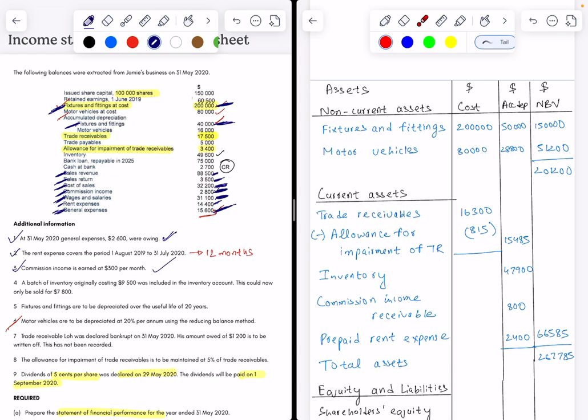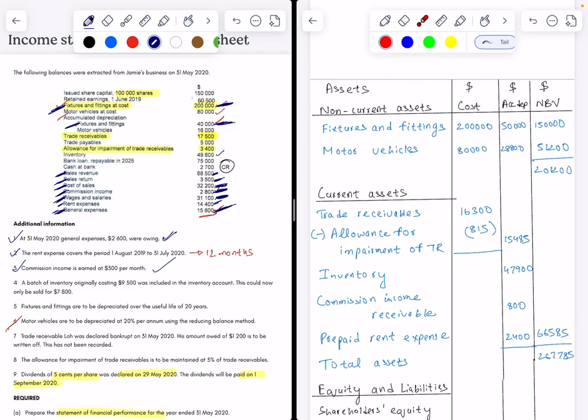Then we repeat the same thing for motor vehicles with a cost of $80,000, which we have picked from the list, and an accumulated depreciation of $28,800, which is basically $16,000 from before, plus an additional $12,800, which we have calculated using the reducing balance method. And the net book value here is $51,200, which is again the difference between the cost and the accumulated depreciation. So altogether, the total net book value for both non-current assets combined is $201,200.